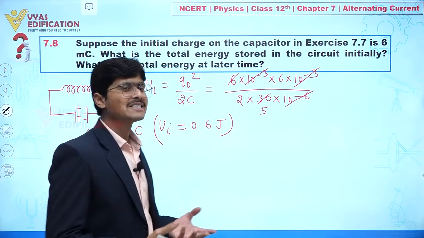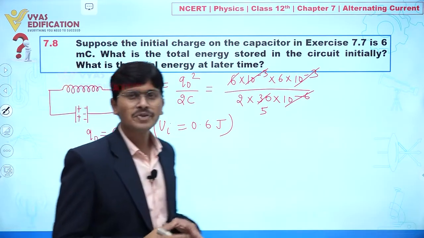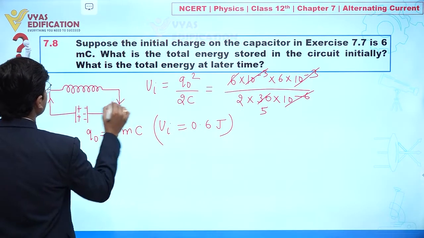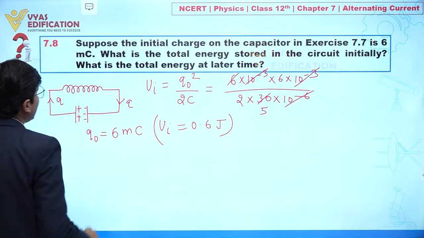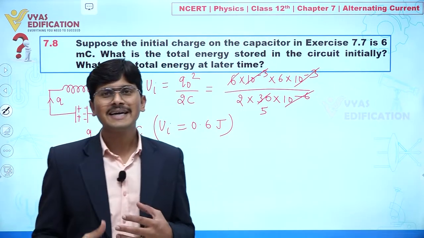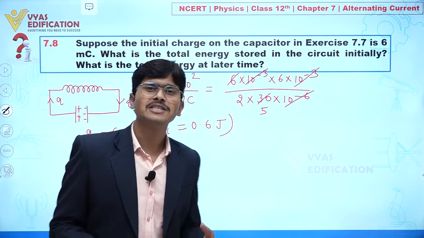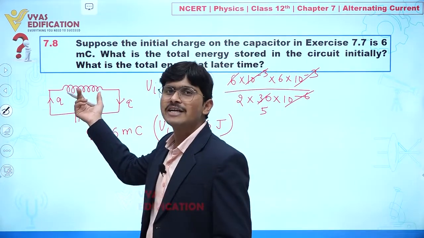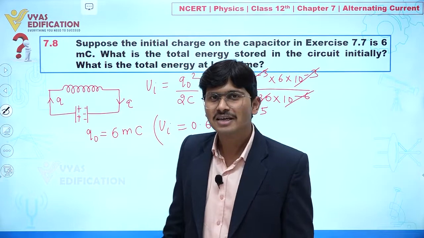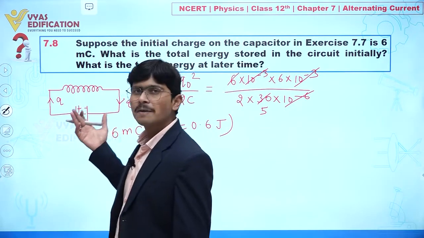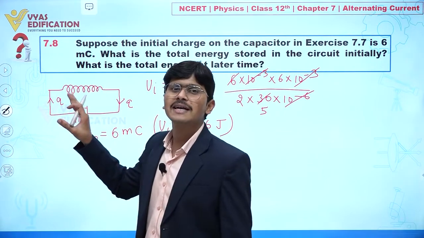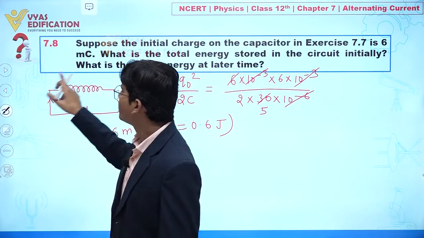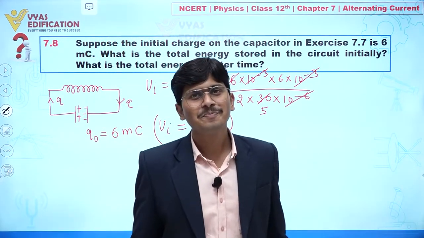Now it is asking what is the total energy at a later time. What will happen? Initially when the capacitor is fully charged, the charge will flow in this direction. Clear? The electric energy at a particular instant is converting into magnetic energy, and the energy is stored in the form of half of Li square. After some time, when the capacitor is fully discharged, all the total energy is due to the magnetic energy, half of Li square. After that again there is a conversion of magnetic energy into electrical energy.